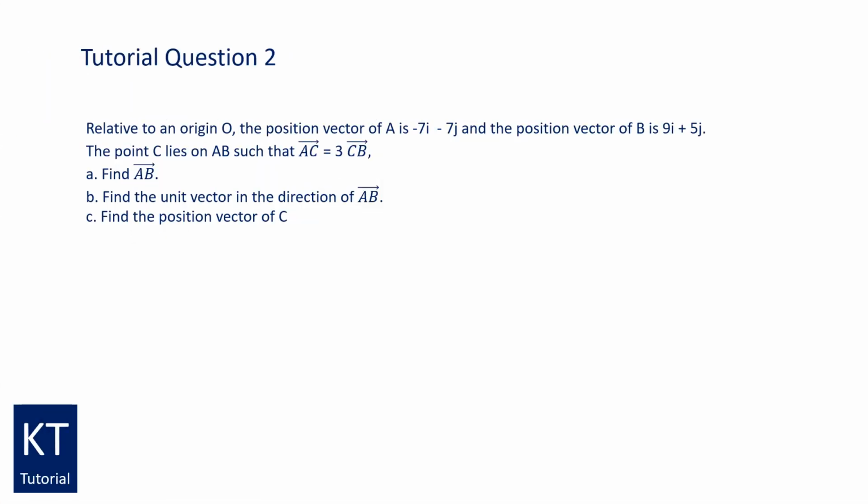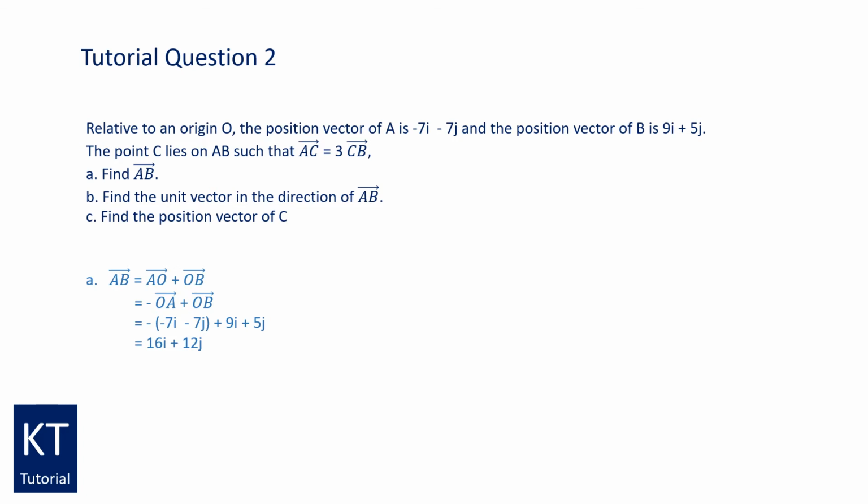Tutorial question 2. Relative to an origin O, the position vector of A is minus 7i minus 7j, and the position vector of B is 9i plus 5j. The point C lies on AB such that the vector AC is 3 times the vector CB. Find the vector AB. With the expansion of AB being equal to AO plus OB, this will work out to AB being equal to 16i plus 12j.